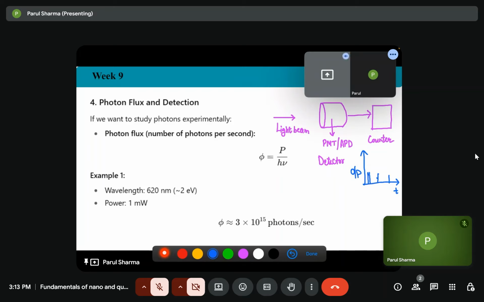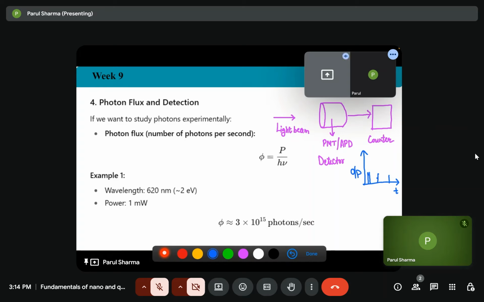So what is photon flux? If you want to study photons experimentally, the light will be incident on the photomultiplier or APD, then a single photon will generate an electron hole pair. The light will interact with the matter, the electron hole pair will generate, then they get separated. One photon will interact with another. In this way, it will be multiplied, and then a large number of photons will generate in the same way.